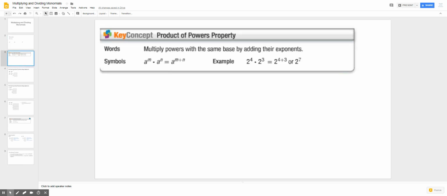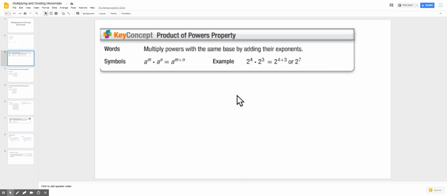So first things first, this is the rule. When you multiply powers with the same base, you add the exponents. So in our first example, we have a to the m power times a to the n power is equal to, you keep the same base, so it would be a, and then you add the exponents, m plus n.